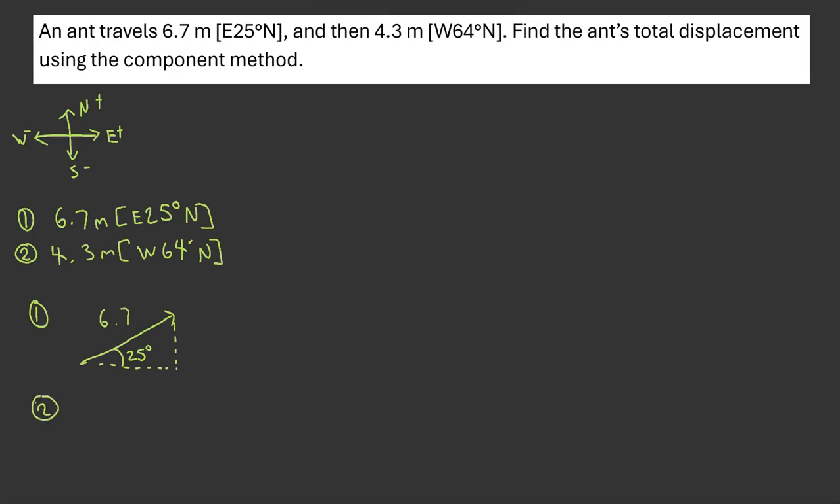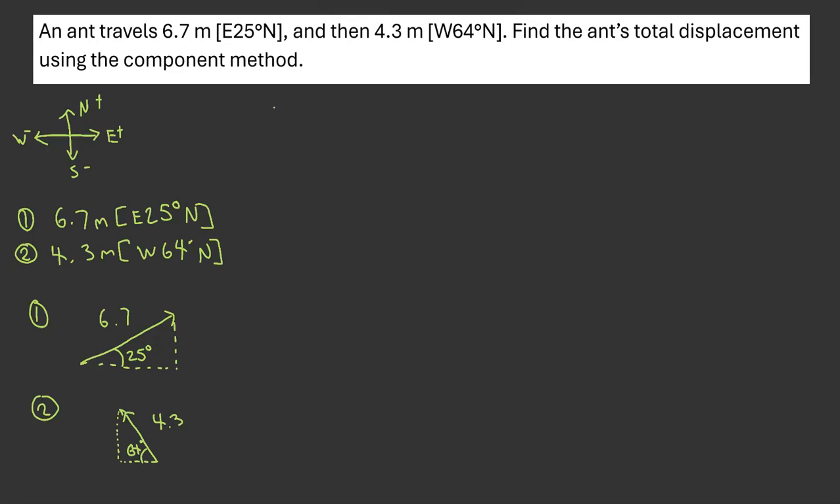And vector 2, we're going 4.3 meters west, 64 degrees north. So we're going something like this here, right? 4.3, something like that. Okay? And this angle here is 64 degrees.